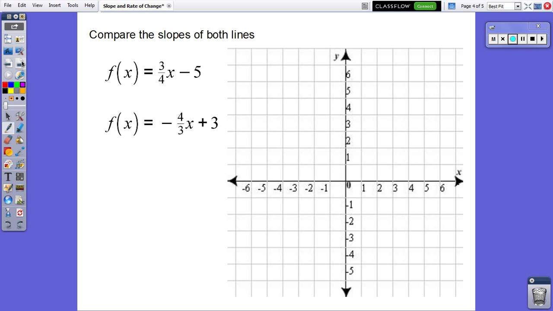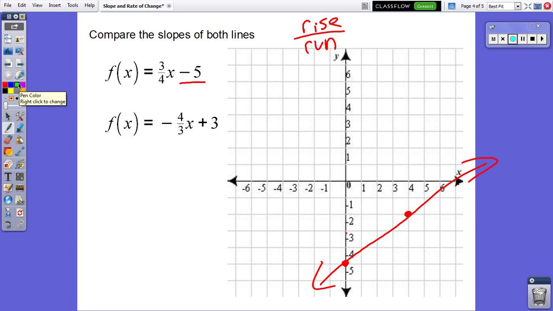Let's compare these two. The top one has a y-intercept of negative 5, and it has a slope of 3/4. Remember, slope is rise over run. So the top number tells you how far to go up or down. Bottom number tells you how far to go left or right. So the top number is 3. That means we go up 1, 2, 3, and to the right 1, 2, 3, 4. And then draw that line.